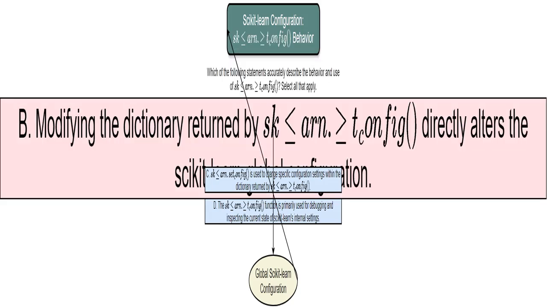This statement is incorrect. I want to emphasize that the dictionary you get from it is a copy, not the original settings. Changing the copy won't affect scikit-learn itself. It's like modifying a photocopy. The original document remains unchanged.